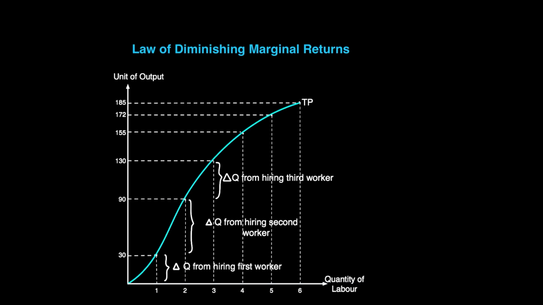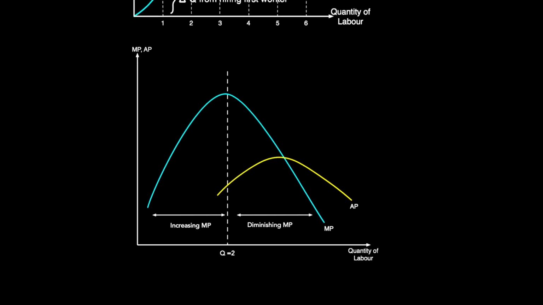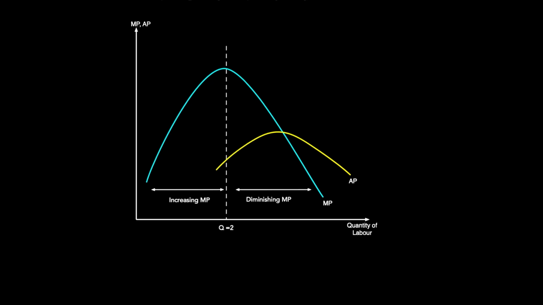Now we also said this, the rate at which TP is changing is the marginal product. So marginal product is the slope of TP or change in output when one more worker is employed. So when I look at MP diagrammatically, we can see that MP for the first two workers was rising, and then MP starts to fall.